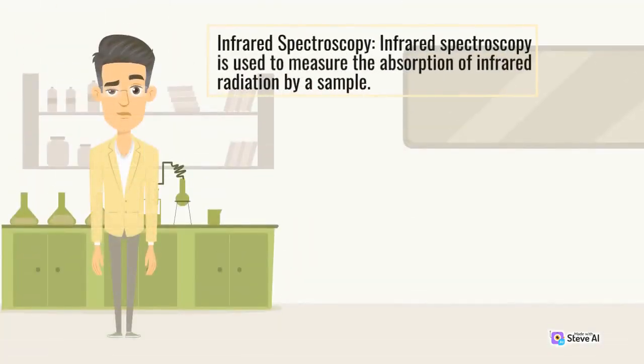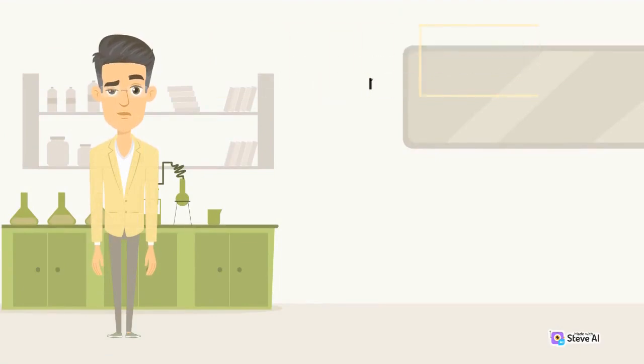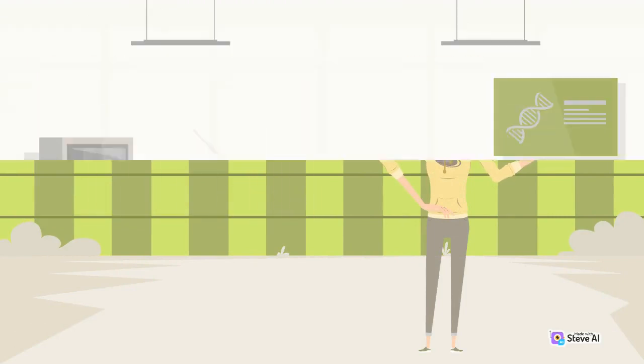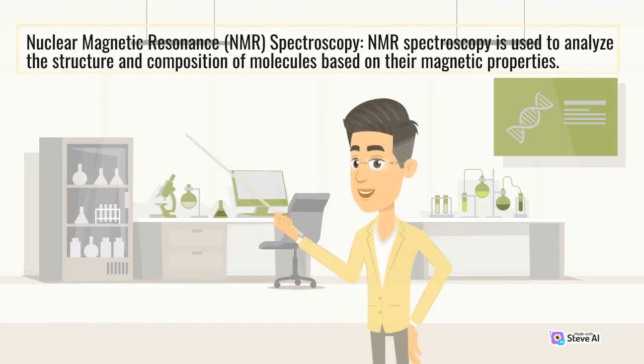Infrared spectroscopy. Infrared spectroscopy is used to measure the absorption of infrared radiation by a sample. This method is commonly used for identifying functional groups in organic molecules. Nuclear magnetic resonance, NMR, spectroscopy. NMR spectroscopy is used to analyze the structure and composition of molecules based on their magnetic properties.